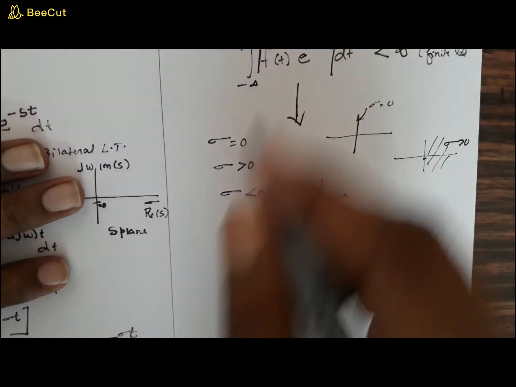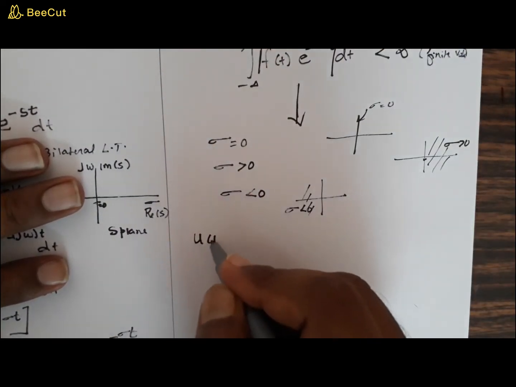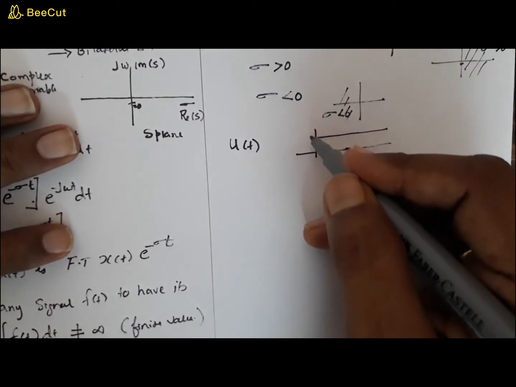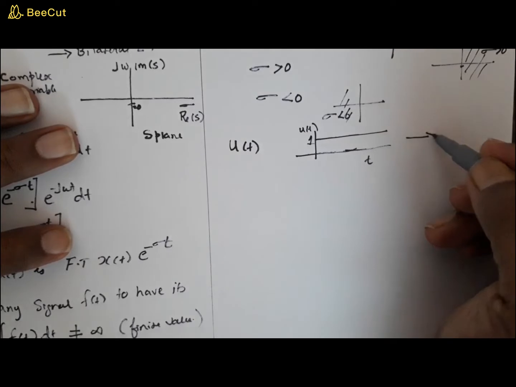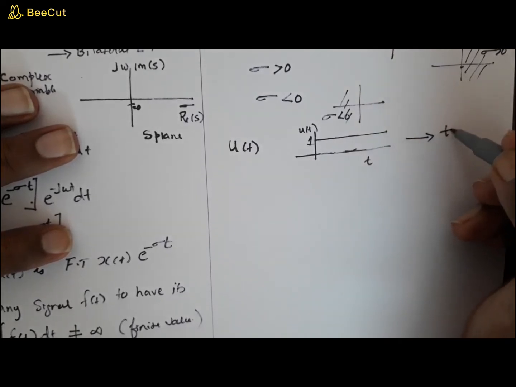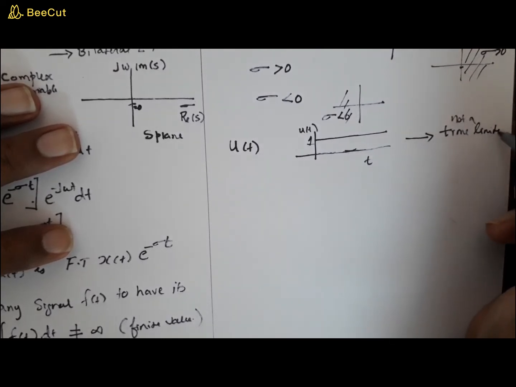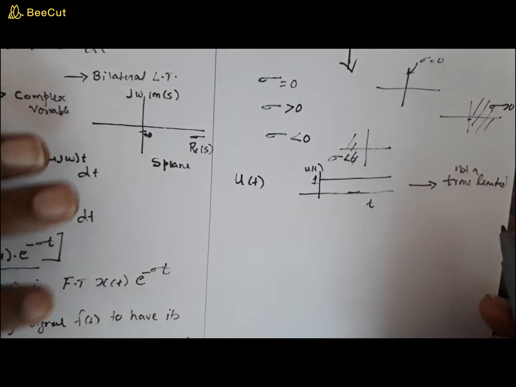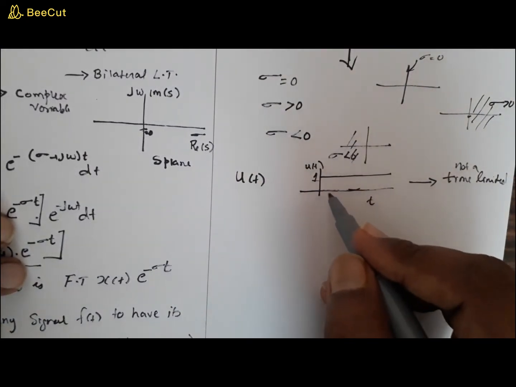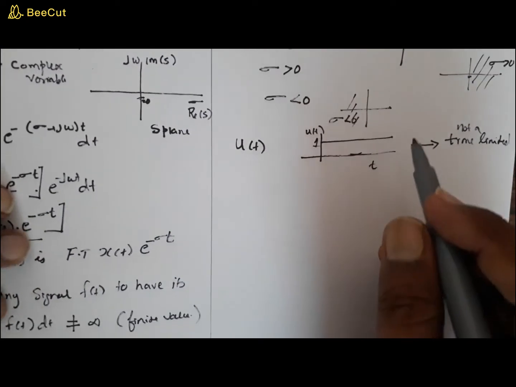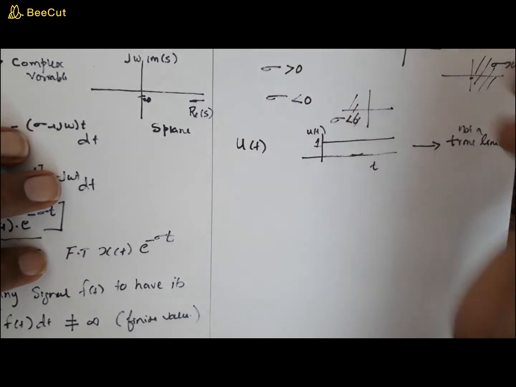Now for example, if you consider u of t, we know what u of t is. u of t is a signal like this. What is the specialty of this? This is an unlimited time function, or not a time limited function, right? And since it is not a time limited function, this has to be multiplied by a time limiting function called e raised to minus sigma t.